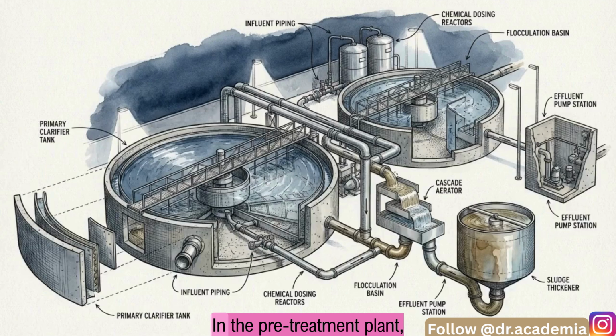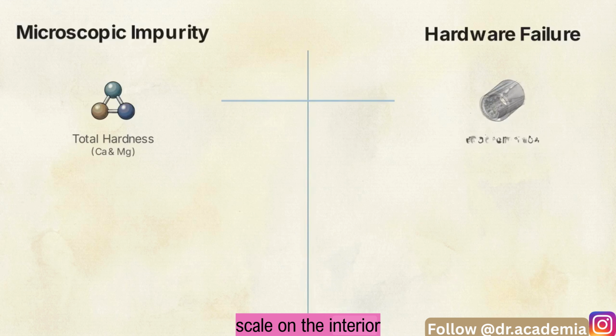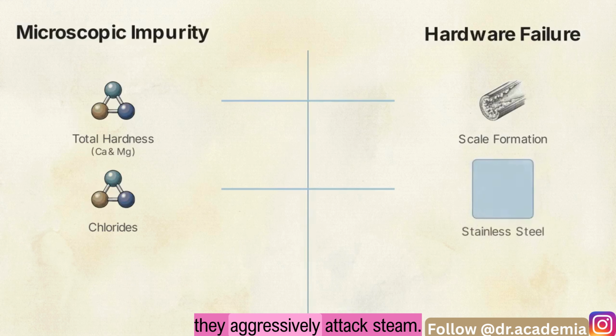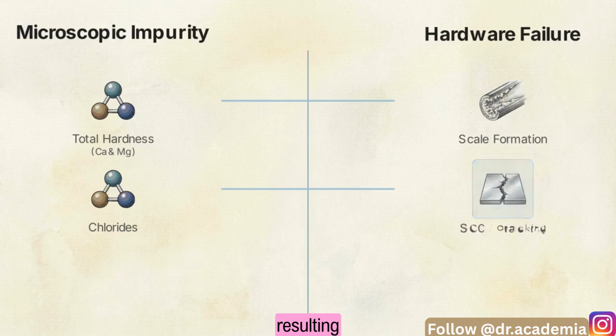That intervention happens in the pre-treatment plant, or PTP, a series of precise chemical reactors engineered to eliminate specific impurities before they destroy downstream hardware. This table maps microscopic water impurities to the failures they cause. Total hardness, specifically dissolved calcium and magnesium, leads to the formation of insulating scale on the interior walls of boiler tubes, which blocks heat transfer. Chlorides are equally dangerous. If left unchecked, they aggressively attack stainless steel components, resulting in stress corrosion cracking, or SCC.